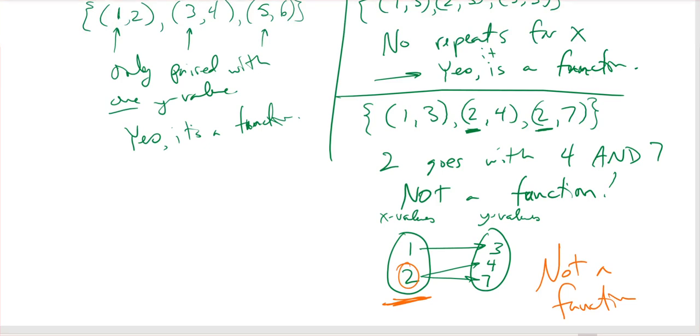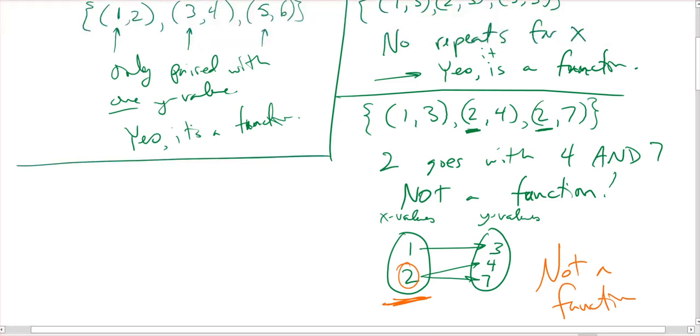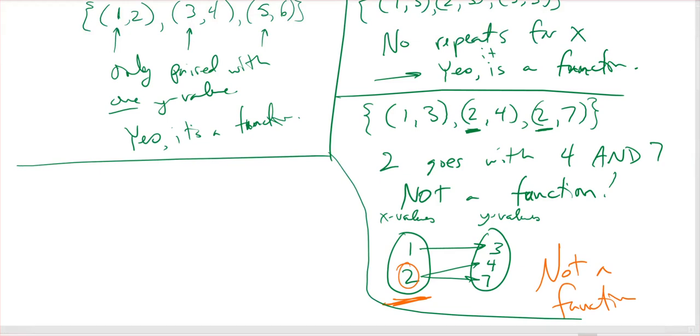Okay, so let's look at a few more that might be a little more difficult for us. How about something in set builder notation? What about the set of all (x, 3) such that -2 is less than x is less than 4.